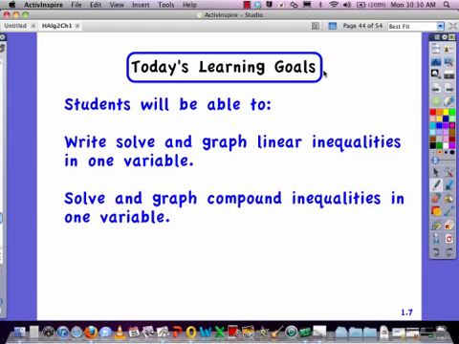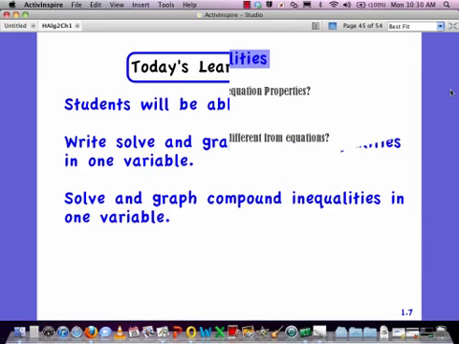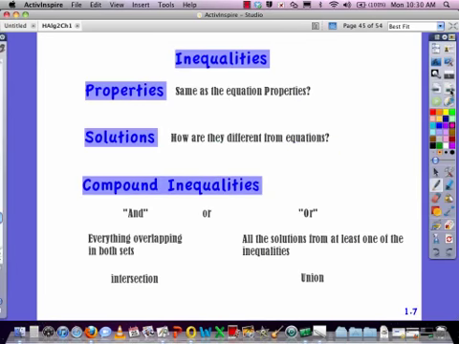Today's lesson comes from section 1.7 in our textbook, Introduction to Solving Inequalities. You can see our learning goals. We have discussed both of these in Algebra 1 previously, so it should be a good review and maybe just a good reminder about a few of our properties and rules about inequalities. Here is a little list.